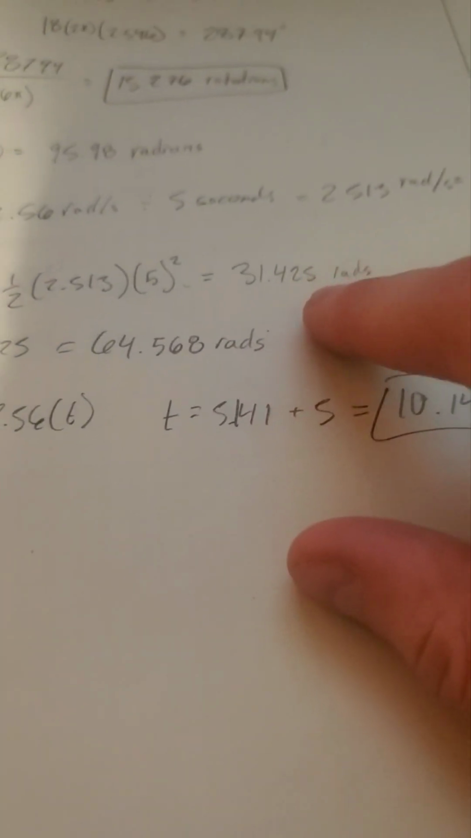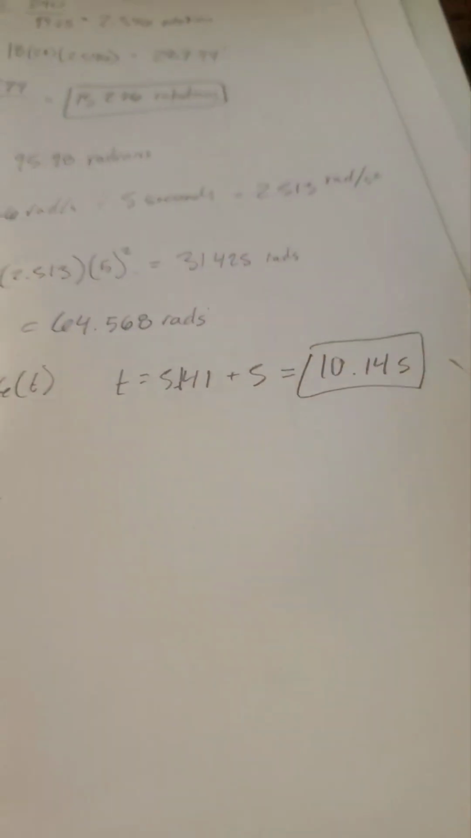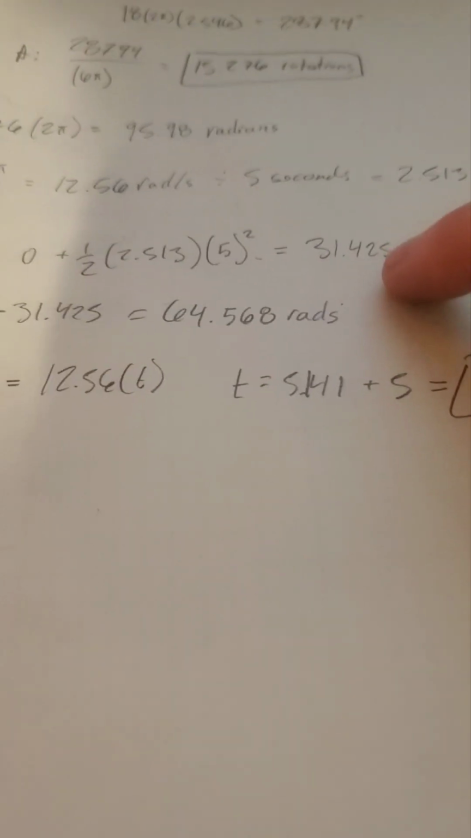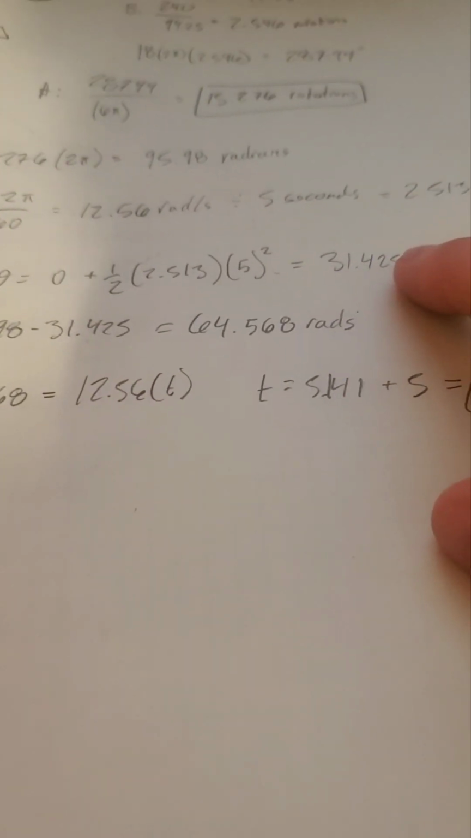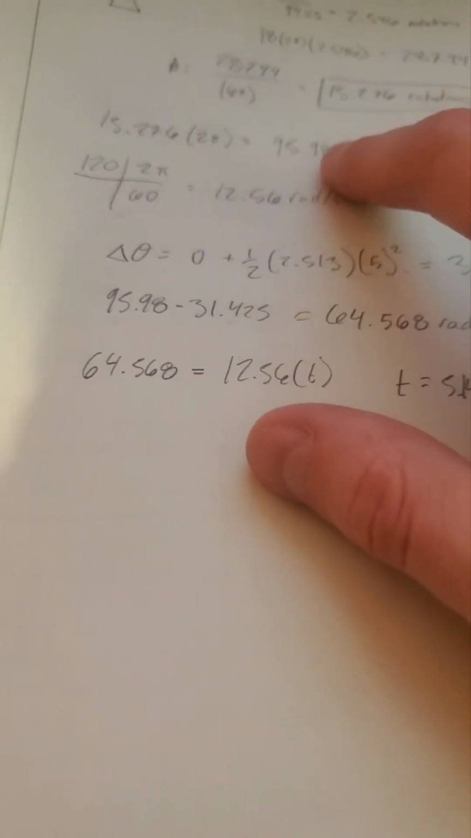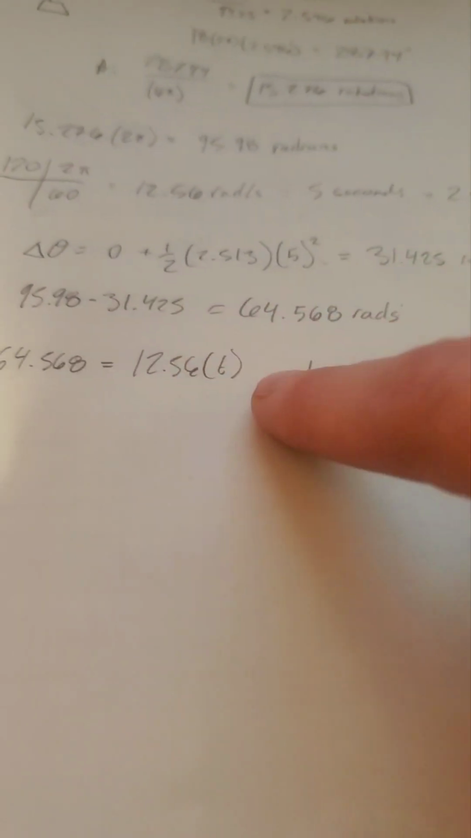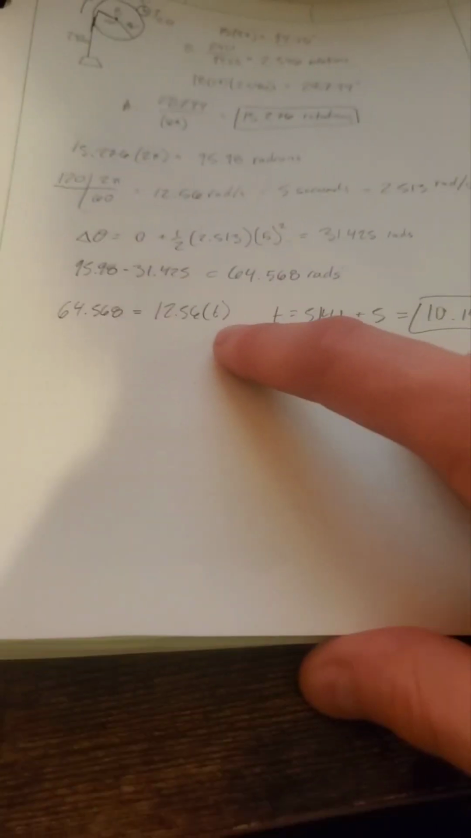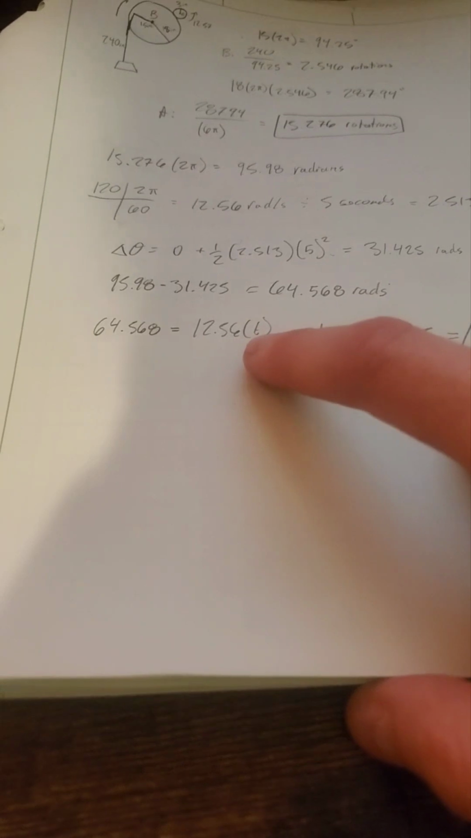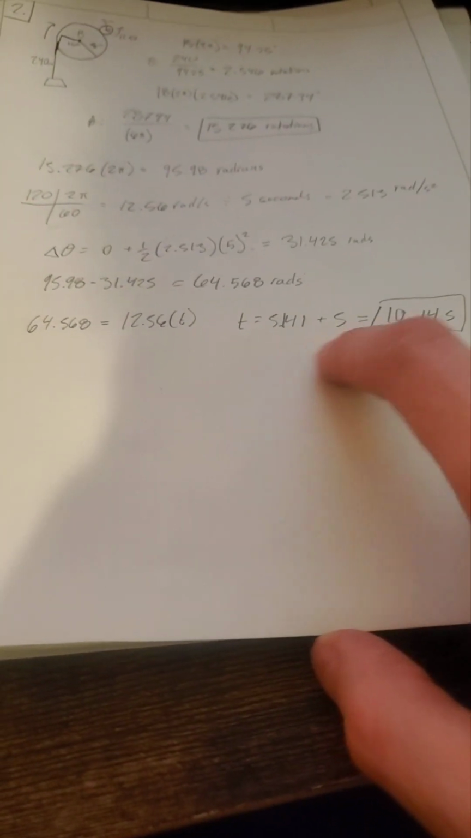So this is the total rotations needed for it to accelerate to 120 rads a second. And that takes 5 seconds. So for the remaining time, we just use the difference in rotations. So we know it takes this many. We've already gone this many, so you can just subtract them and then solve for this based on the 120 rotations a minute. Solve for the remaining time, add them together, and that gives you the total time to raise that guy.